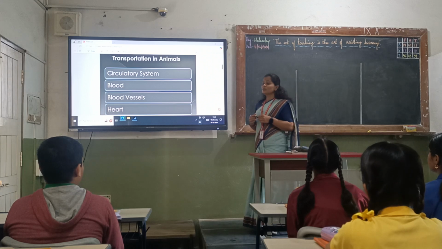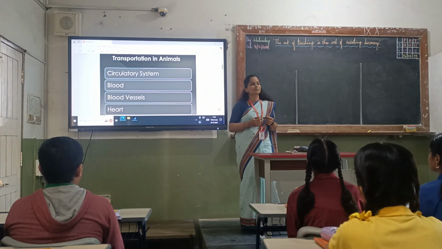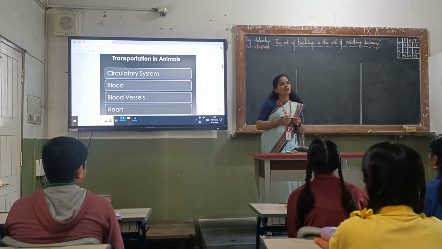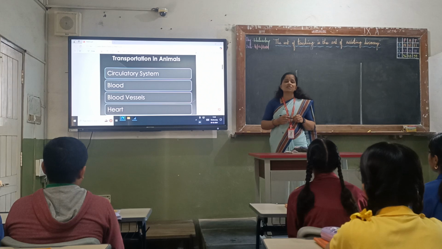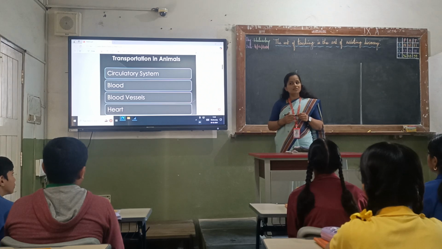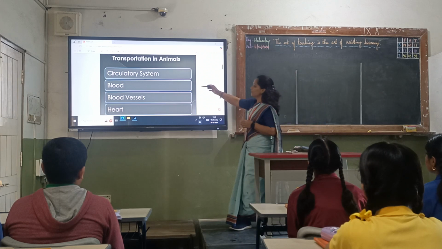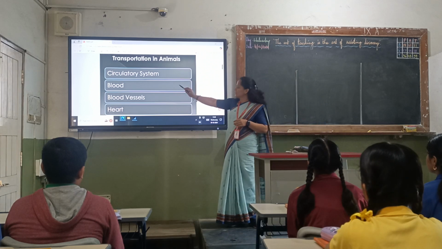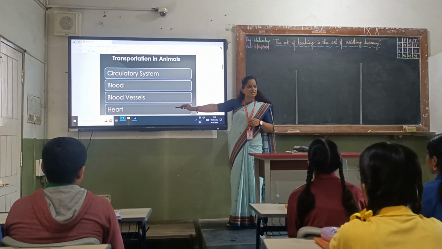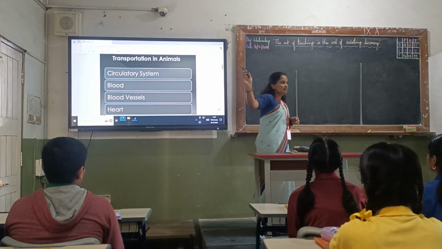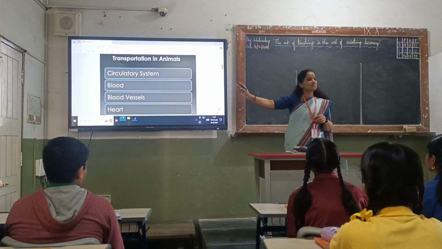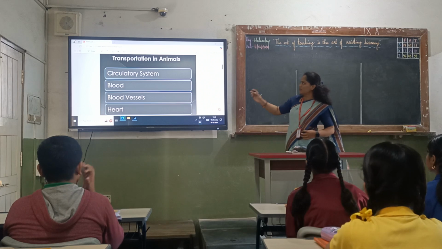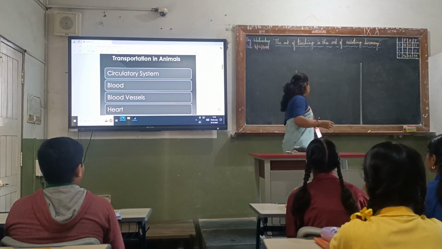So today we are going to learn one such transport system in the human body, and that is nothing but the circulatory system. So we will see the transportation in animals. In that, one transport system is present, that is the circulatory system, which consists of three main parts: blood, vessels and the heart. These are the main parts which take part in the transport system, that is, the circulatory system. So let us see first blood.